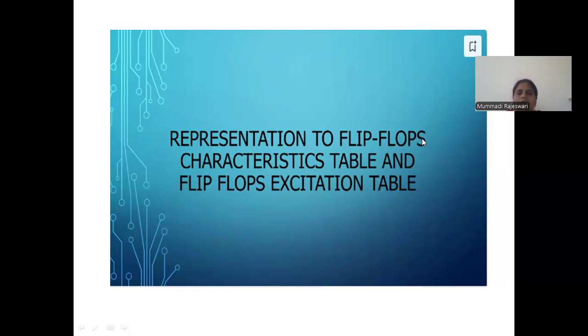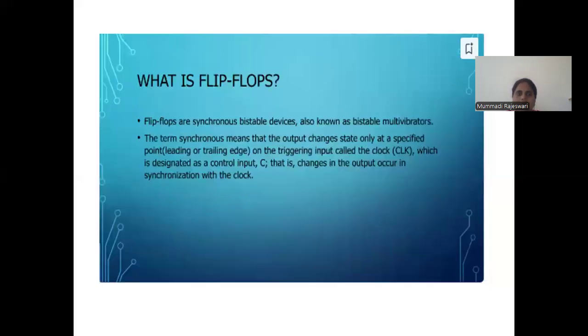In this way, we can convert from one flip-flop to another by using an excitation table. In flip-flops, we use a clock in the form of an edge triggering method. In flip-flops, the output only changes whenever the clock's positive edge (rising edge) or falling edge occurs. Flip-flops are synchronous bistable devices, also known as bistable multivibrators. A bistable multivibrator consists of a two-state system. In that way, a flip-flop also has two outputs, which may be either 0 or 1.